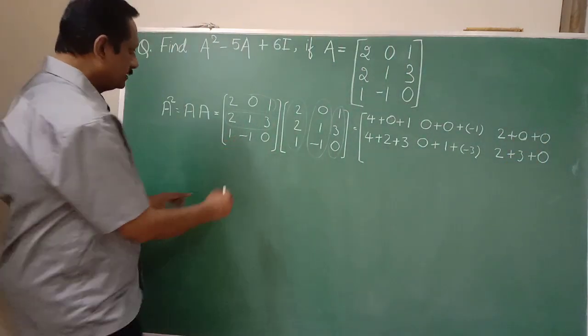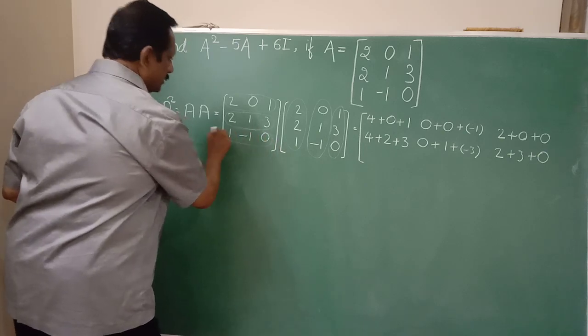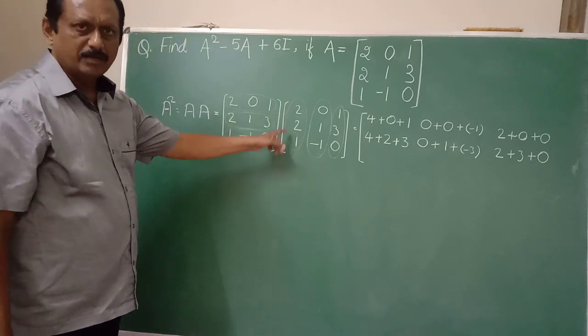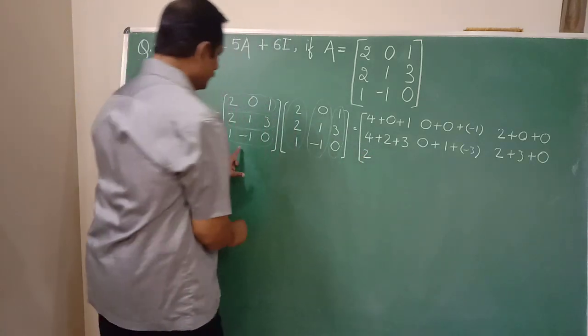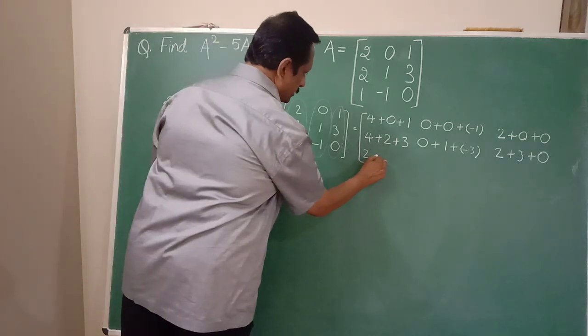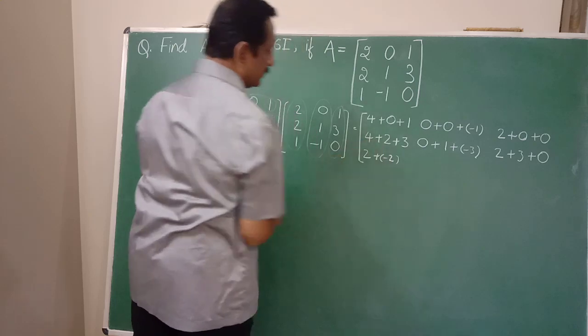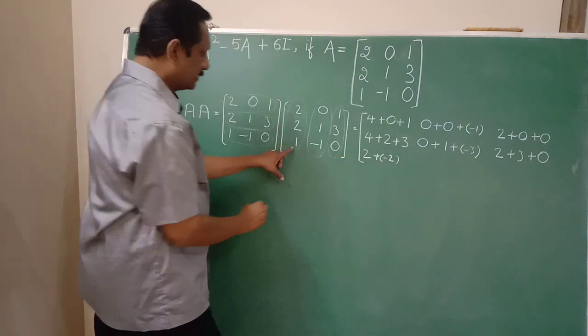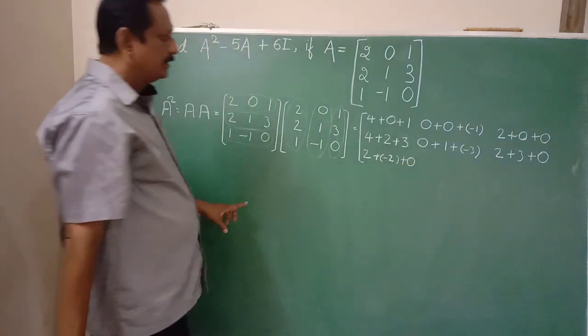Next multiply this third row with the first column here. 1 into 2 becomes a 2. Minus 1 into 2 becomes a minus 2 here. So write here minus of 2 here. Then 0 into 1 becomes a 0, plus a 0 here. Okay.